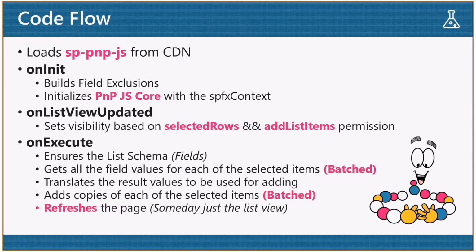retrieved. So this just goes and retrieves from the fields endpoint of the list to get all of the fields that are on there. And then we're going to filter those out using those field exclusions to just get the ones that matter. And then we're going to batch those up.